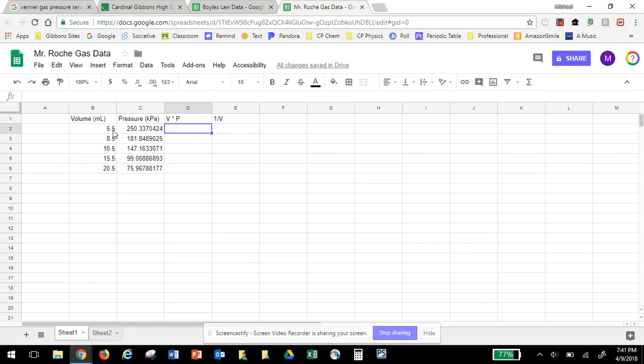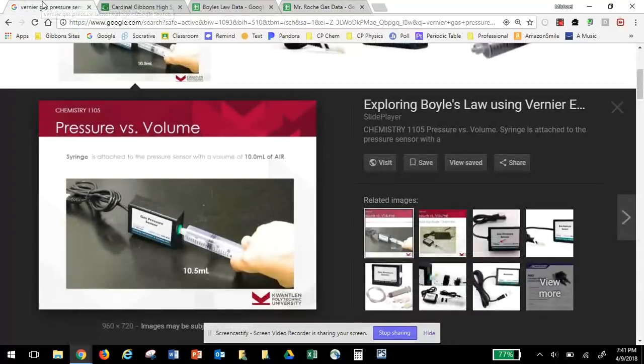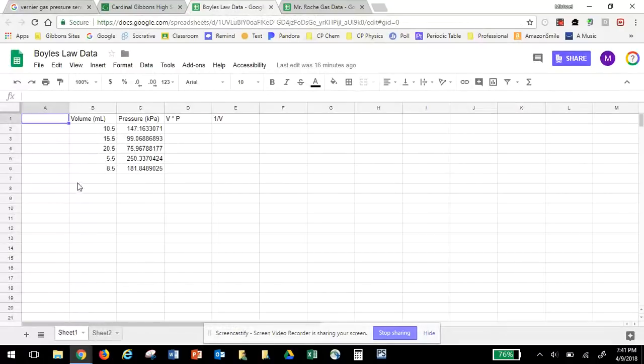The second thing you're going to want to do with your data, which I've already done with mine, is you want to add 0.5 to every volume. And that is going to account for the volume we said was only in the syringe. There's actually some volume in here, some area here where the sensor is that we did not account for. And so in order to account for that, you want to add about 0.5 to every volume data. So you can just put 0.5 on everything.